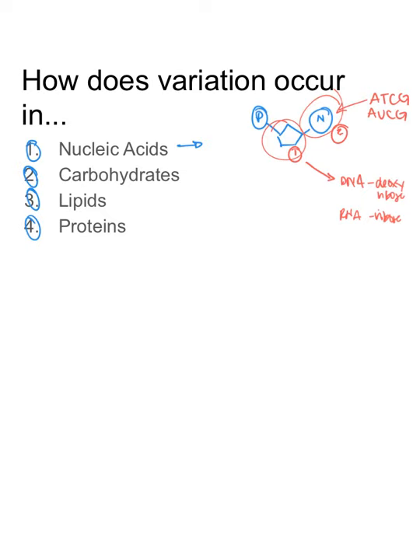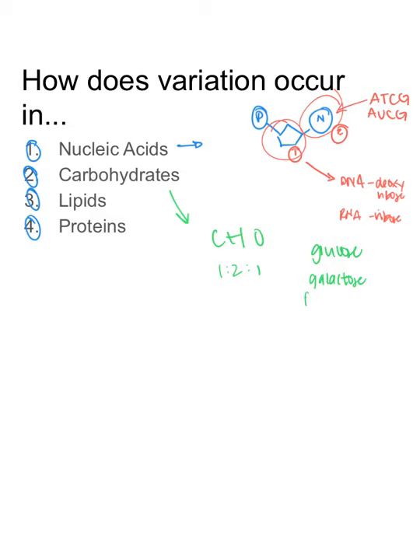Now, what about carbohydrates? How does variation occur in carbohydrates? Now, we know that carbohydrates always have a CHO ratio of 1 to 2 to 1. So while they do have the basic building blocks, there are modifications that can occur on carbohydrate monosaccharides. So the monosaccharides are what make the big differences. So we've looked at a couple of examples. We've looked at glucose. We've looked at galactose.